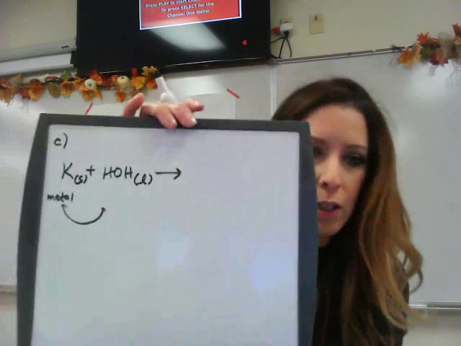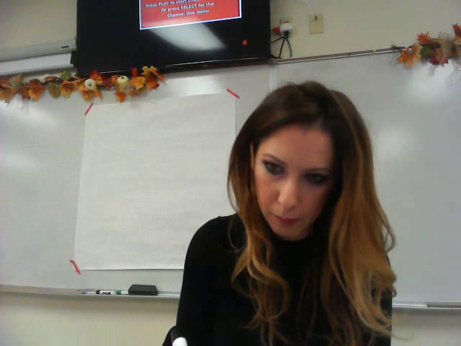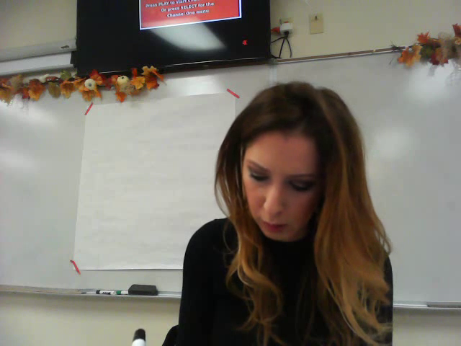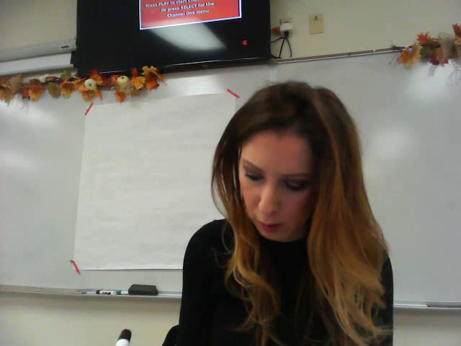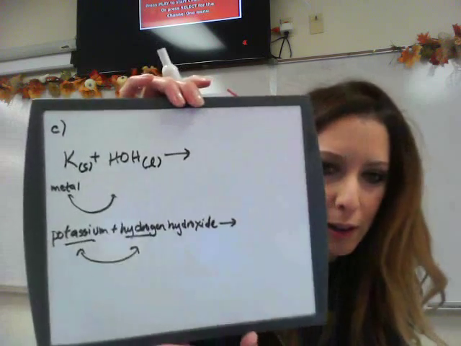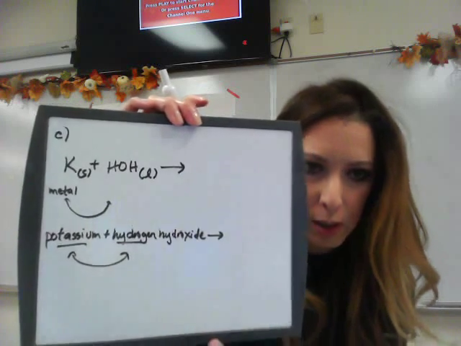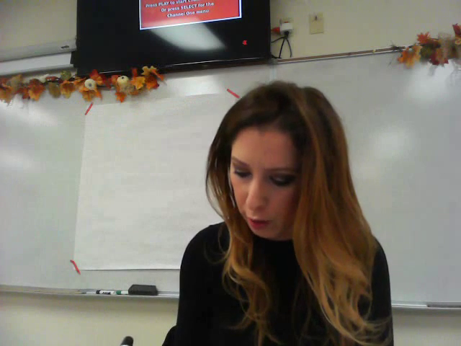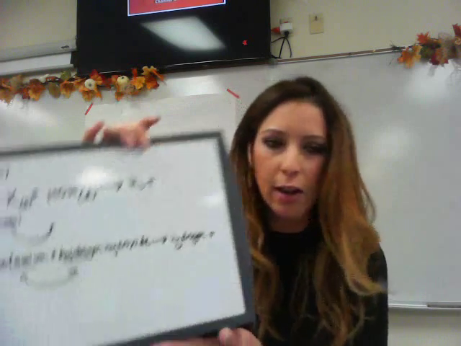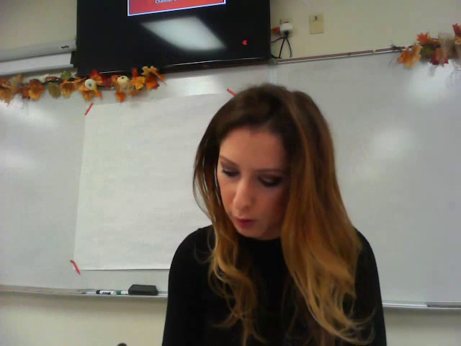Okay? So what I'm going to do is write this out in words. This is potassium plus hydrogen hydroxide. The potassium and the hydrogen switch places because they both form cations. Remember, potassium has a +1 charge, hydrogen has a +1 charge. So we're going to kick out hydrogen by itself. Hydrogen is diatomic. That means we're going to write it as H2 on the product side. And then potassium hydroxide is going to be the product that you form.